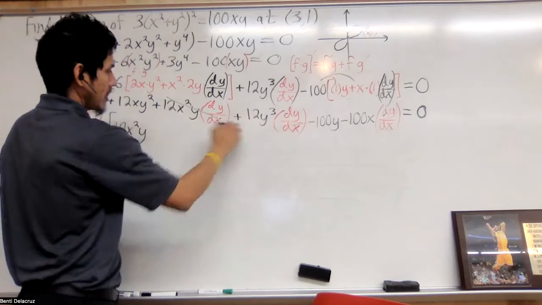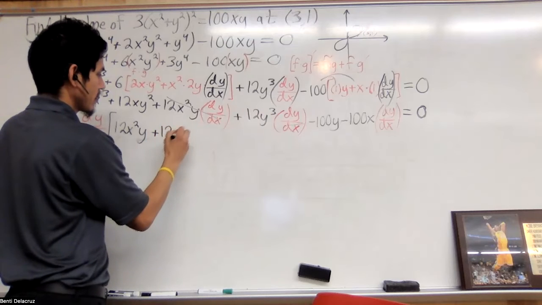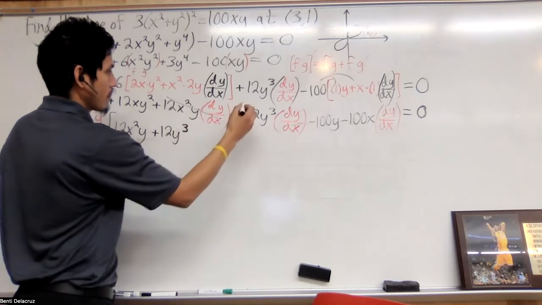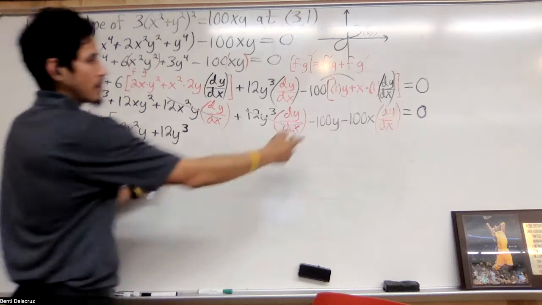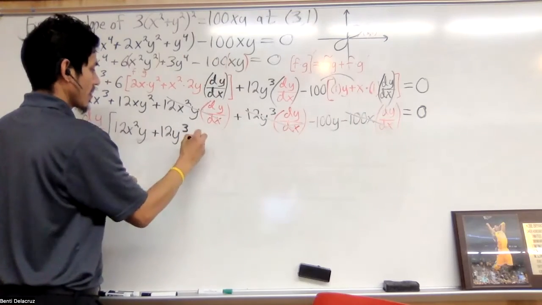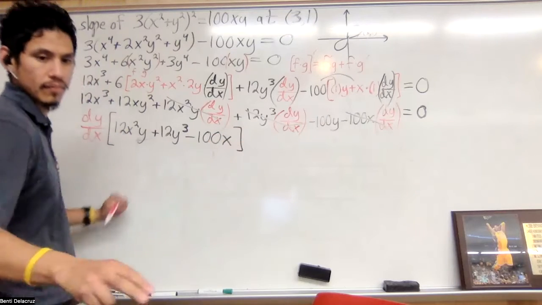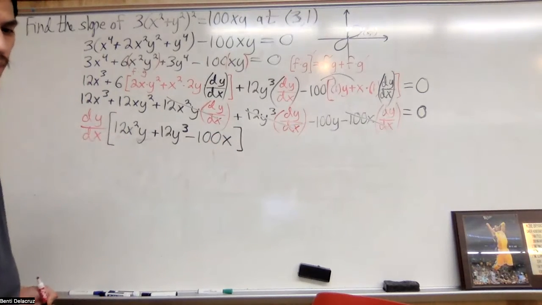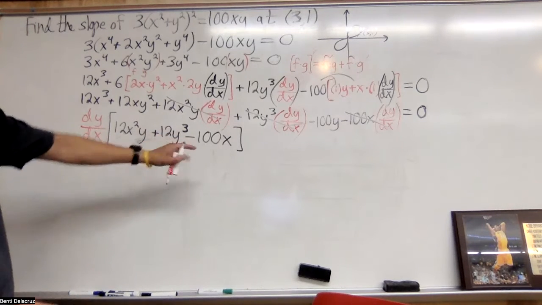Then plus 12y cubed, that's our second term. So we're bringing that to the front. And then minus 100x, because we're going to have that there, minus 100x. Let me make sure that I got everything good. All right, cool.